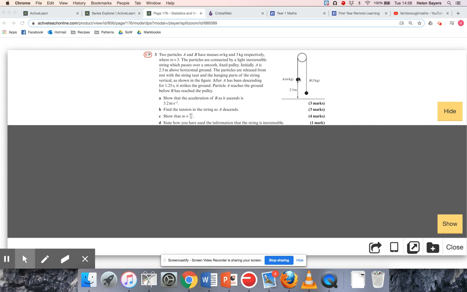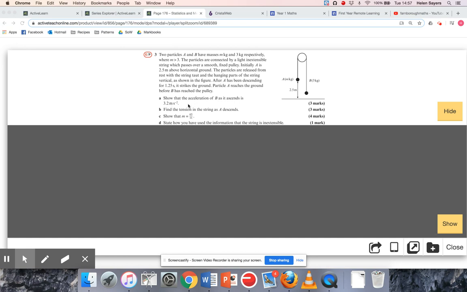So when we release these, A is going to drop down and B is going to get pulled up. It's a light inextensible string, so they're going to travel with the same acceleration, obviously in opposite directions. The fact that it's light means that the tension will be the same throughout. It's a smooth pulley, so there's no friction. And I'm given some information about the starting position of A.